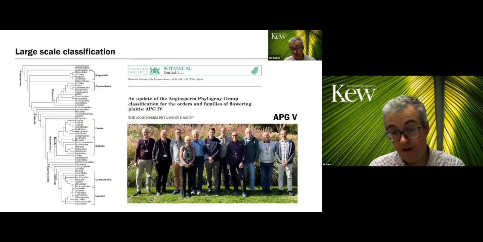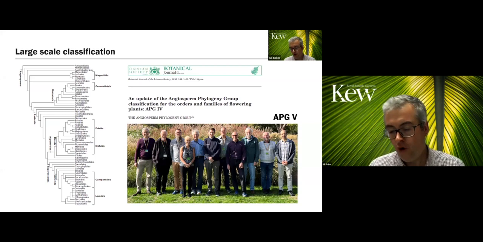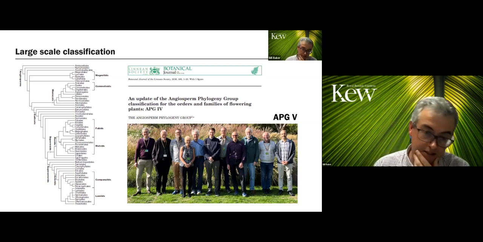We're also revisiting classification. The image there shows the core of the Angiosperm Phylogeny Group. We had a summit here in Kew in the autumn and are working now on integrating this enormous new nuclear data resource into the Angiosperm Phylogeny Group classification, which so far has been informed primarily by evidence from the much, much smaller plastid genome.